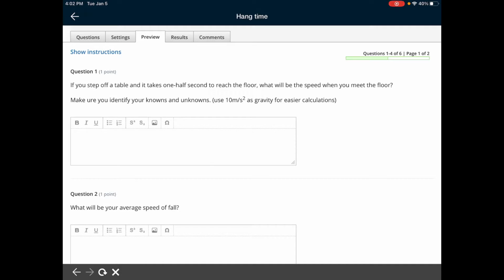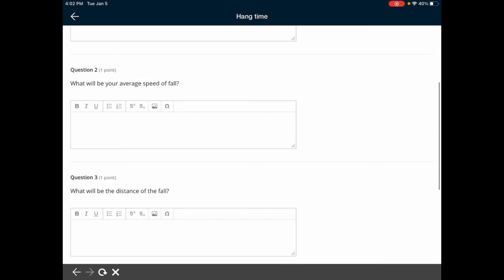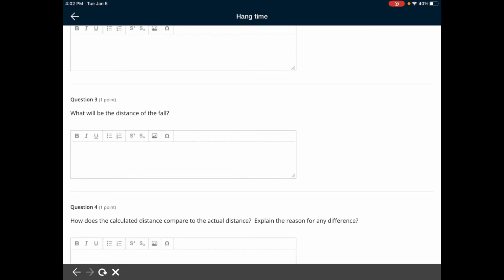Now, if you don't have the ability to actually step off of, say, a chair or a table, you might be able to just measure the height of that chair. And if it takes you 1/2 second to fall to the ground, you'd be able to estimate your average speed based on the fact that you would go with distance divided by time. Now, the distance that you will fall would be the height of the chair.